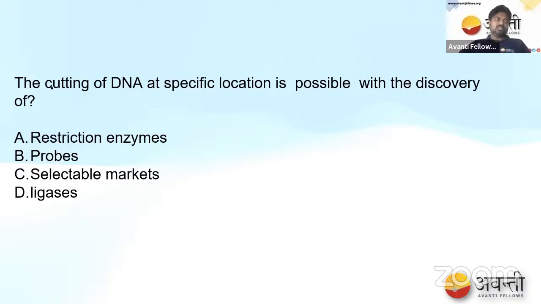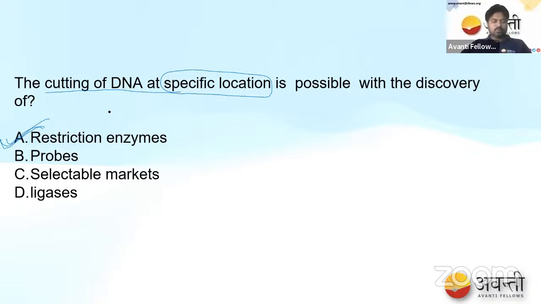And the question is the cutting of DNA. With what do we cut DNA at a specific location? The cutting of DNA happens with the help of restriction enzymes, and that's why option A is the correct option here.